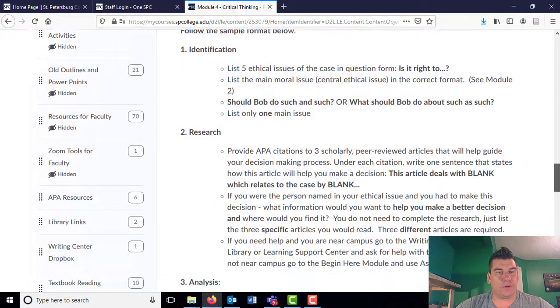And then what we're going to do is the first 3 sections of the model, which is identification, research, and analysis. So in the identification section, the first thing you're going to do is list 5 ethical issues in the case. And these are those "is it right" type of questions that we talked about in class. So if you consider the example I've been mentioning in class, you've got this guy Bob, his wife's been cheating on him. The neighbor found out and told Bob. Well, if that was our case, we would take 5 questions that we would ask of the case and put them in our assignment.